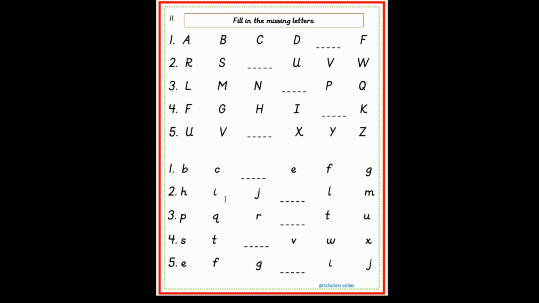All right, the next one we are doing is filling in the missing letters. Remember, by Group 5, you have completed A to Z of all the letters. So that's why we are finishing all the letters that we have learned in this group. So we have A, B, C, D, and you're going to fill in E here. R, S, T, U, V, L, M, N, O, F, G, H, I, J, U, V, W. Okay, same thing with the small letters.